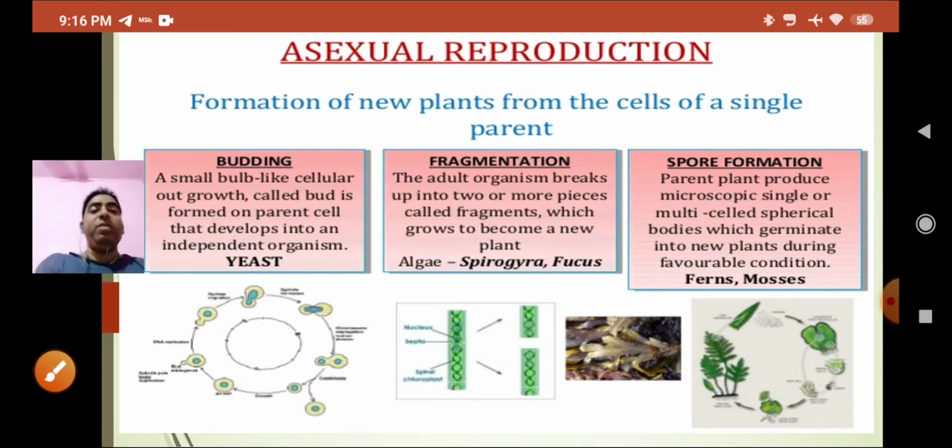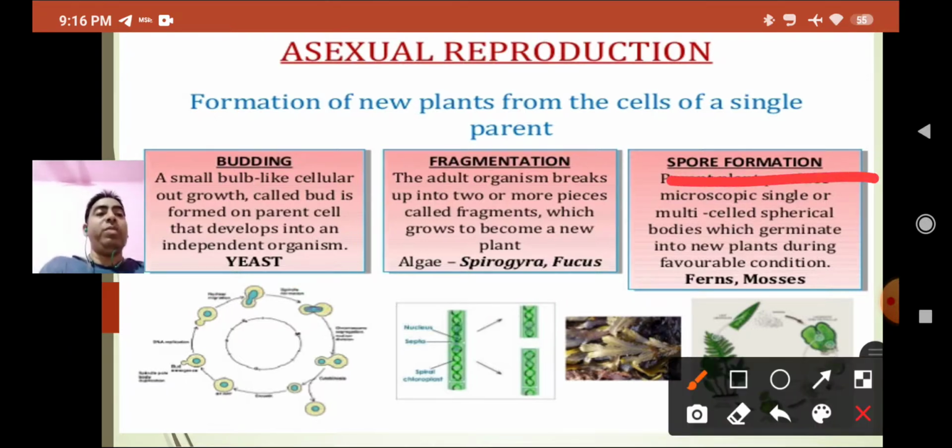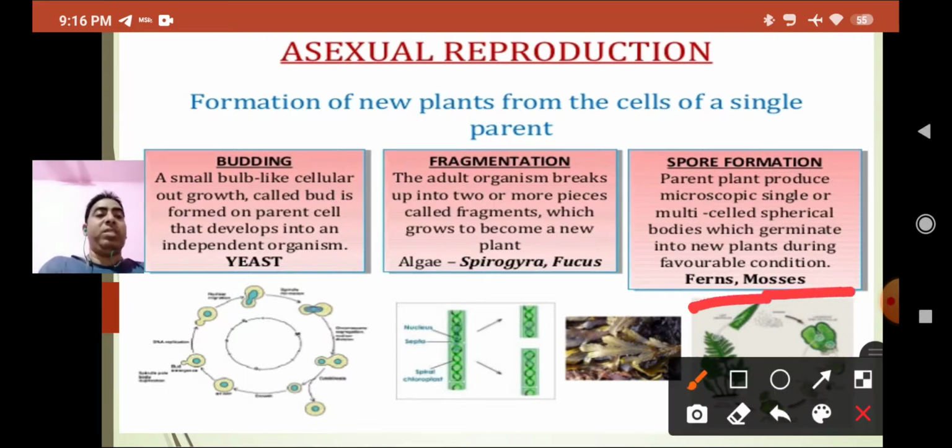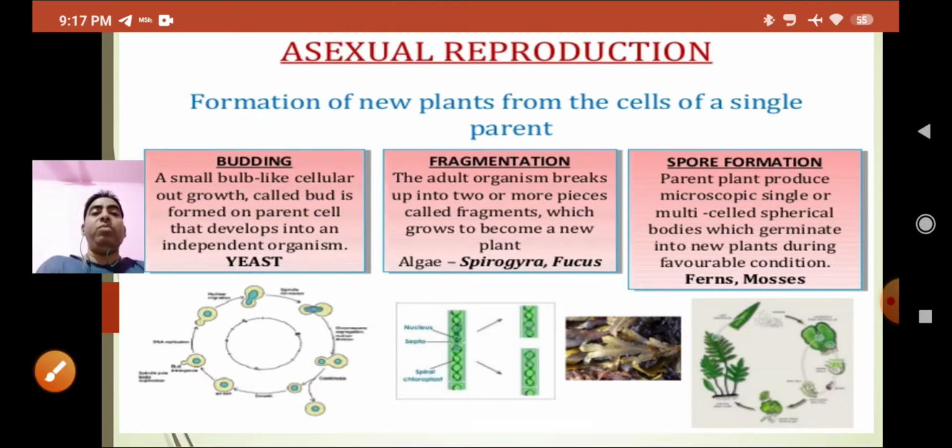Spore formation. What happens in spore formation? The parent plant produces microscopic single or multi-celled spherical bodies which germinate into new plants during favorable conditions. That occurs in ferns and mosses. We don't have to read too much here.